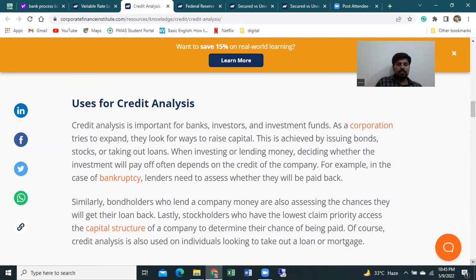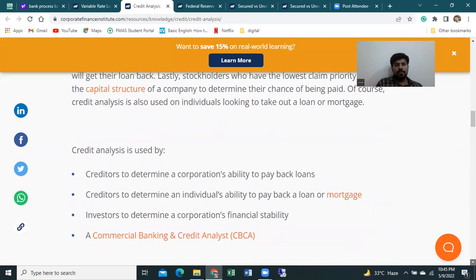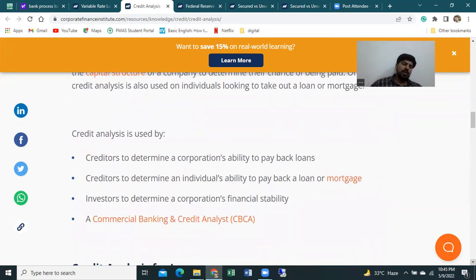Credit analysis is also used by individuals looking to take out a loan or a mortgage. The credit analysis is used by the creditor to determine the corporation's ability to pay back loans. The creditor determines the individual's ability to pay back the loan or mortgage. The investor determines the corporation's financial stability.